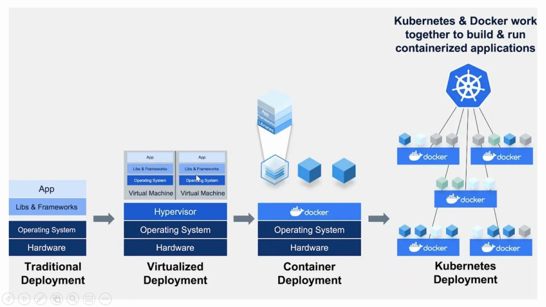But VMs were tough to manage because of the hypervisor. They had their own operating system and a lot of problems, and they used to consume a lot of space. So I moved ahead to container deployment, where I started using Docker containers and the Docker engine, and things were working smoothly for me.